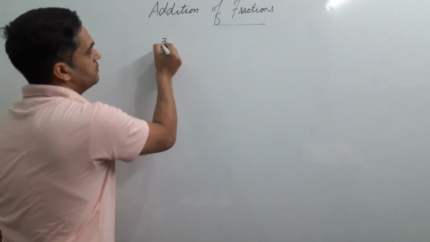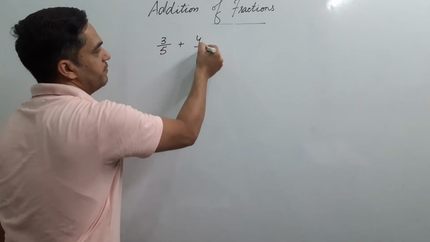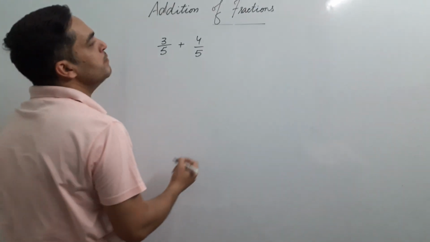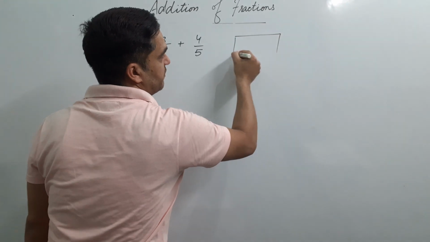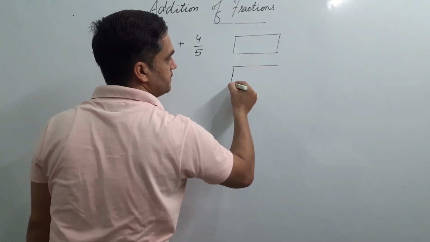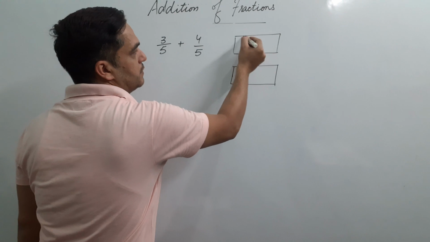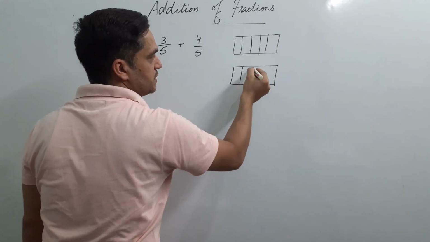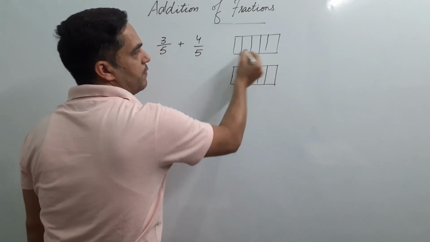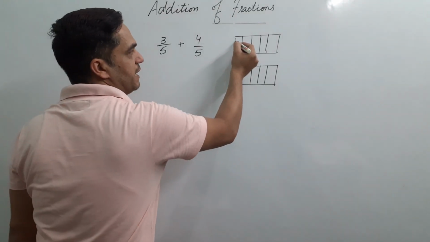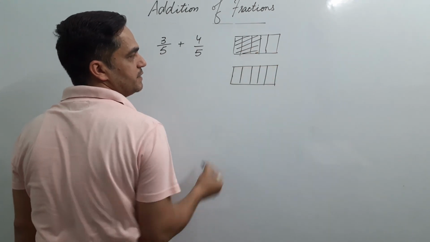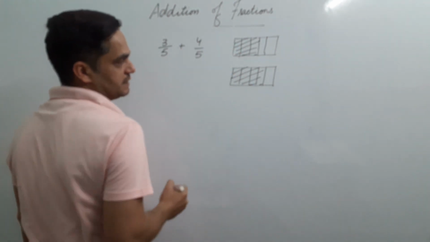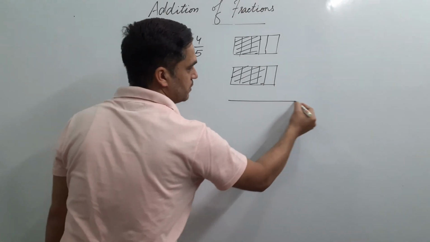If you are having 3 by 5 and 4 by 5, if you want to add these fractions, you just think one activity for it. This box is divided into 5 parts. You have taken this 3 by 5 from it and 4 by 5 from it. If you will add this, how much it will form?